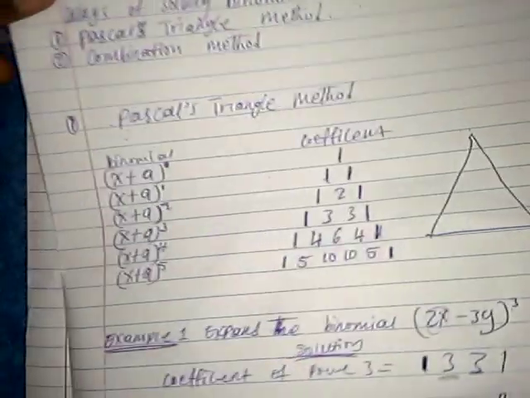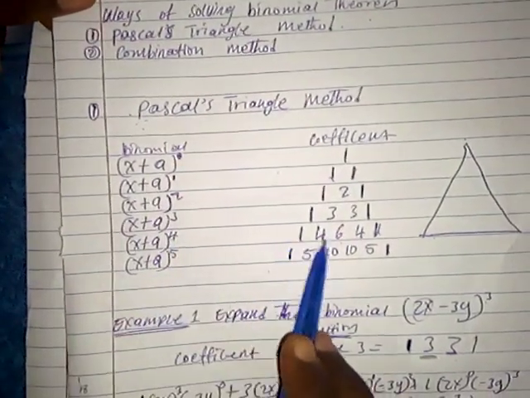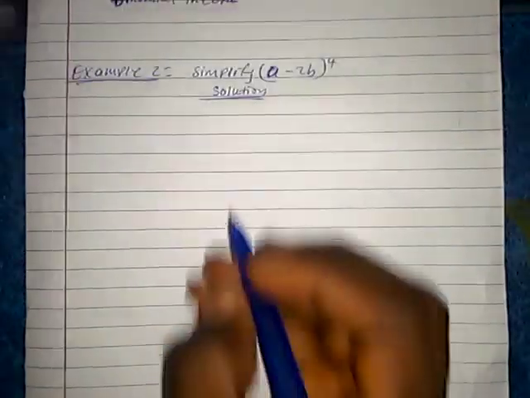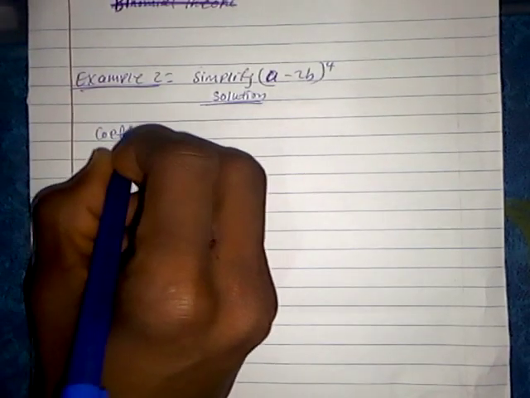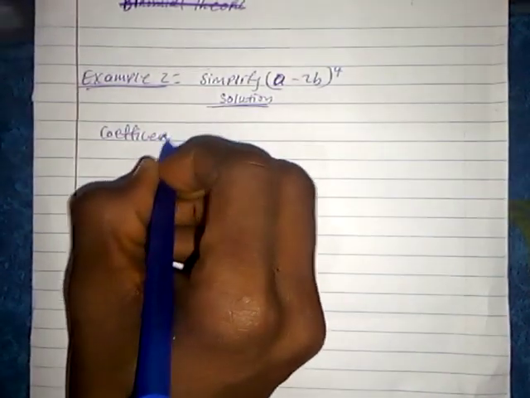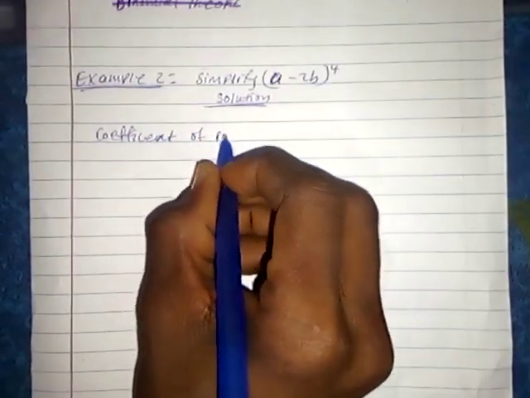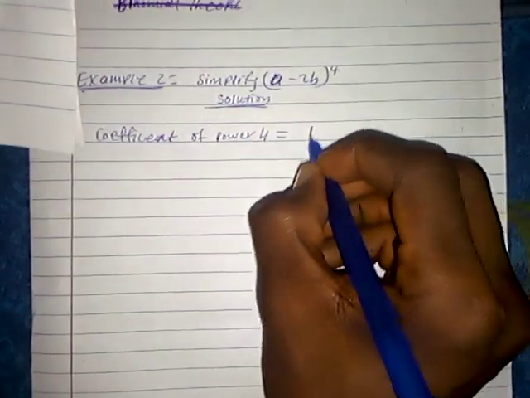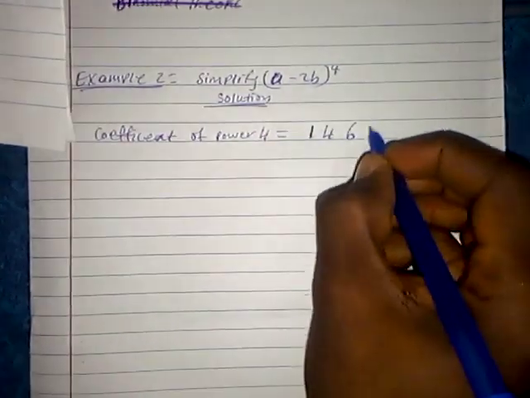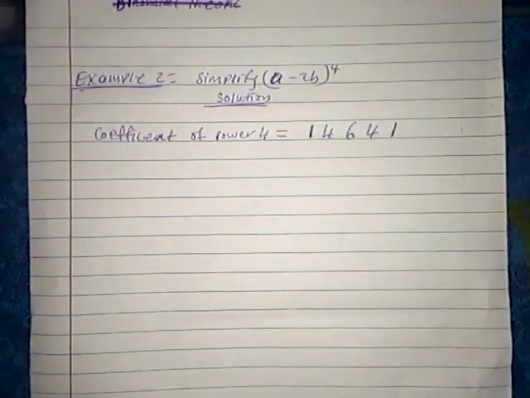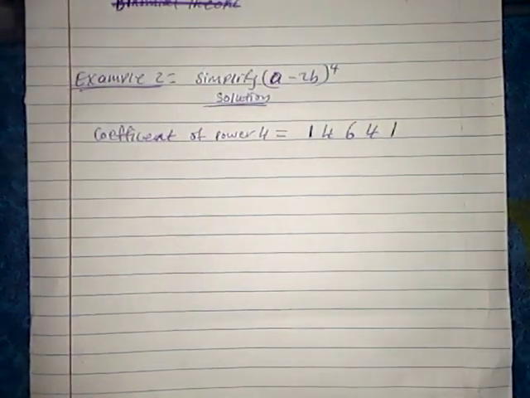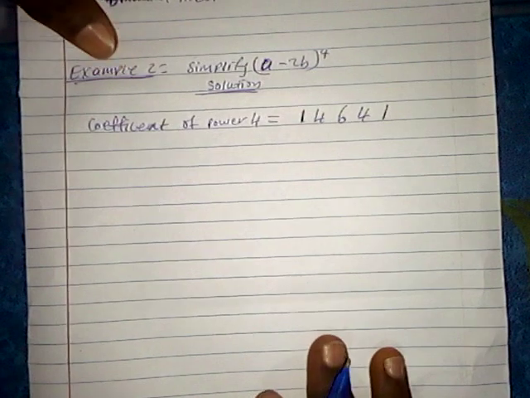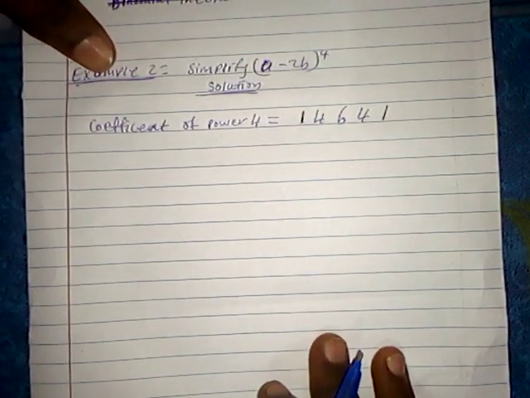Do you see? Now, the first thing you should note is to know the coefficients of power 4. What are the coefficients? 1, 4, 6, 4, 1. Do you see? Good. So we say the coefficients of power 4 are 1, 4, 6, 4, 1. Do you see that? Good. I hope it's understandable. If you have any doubts, let me know in the comment box. I will try all means to help you.